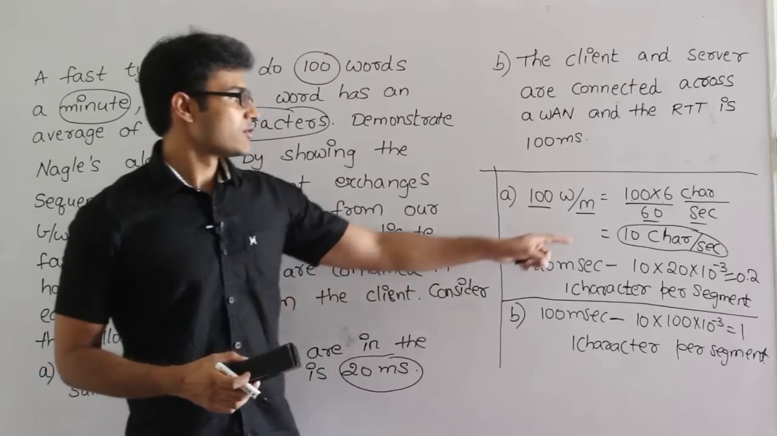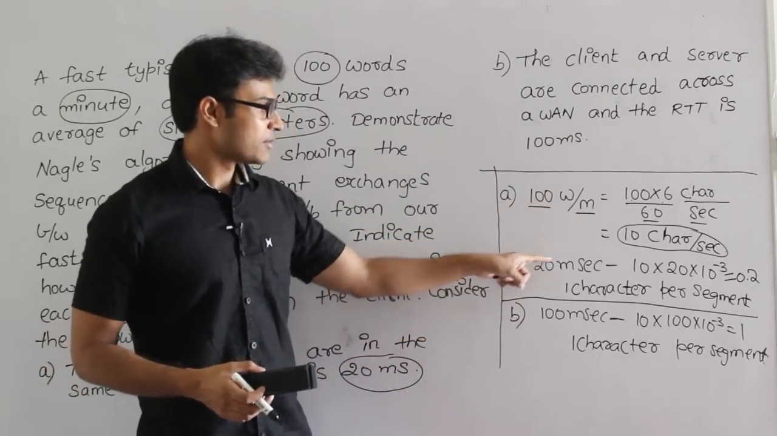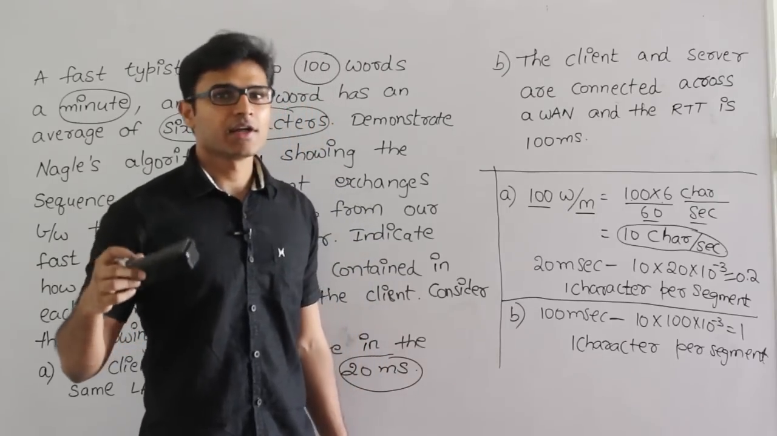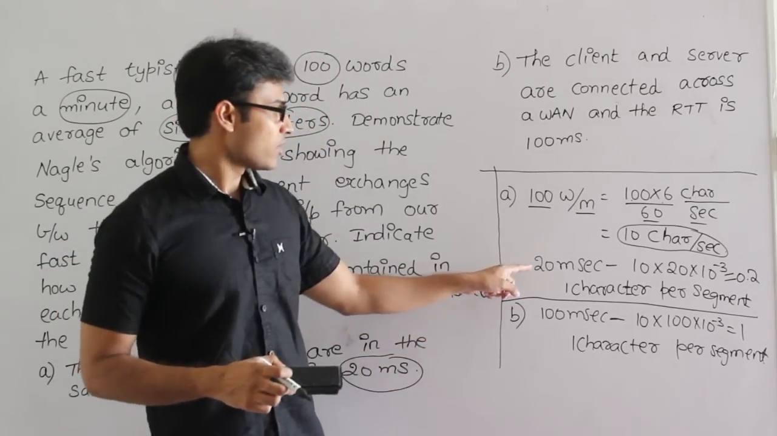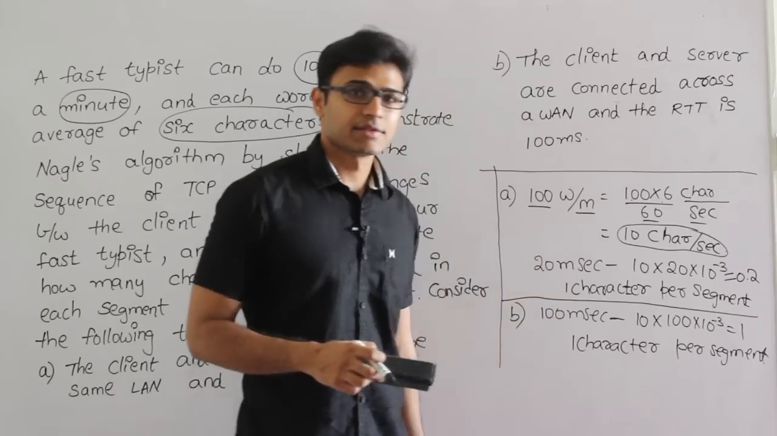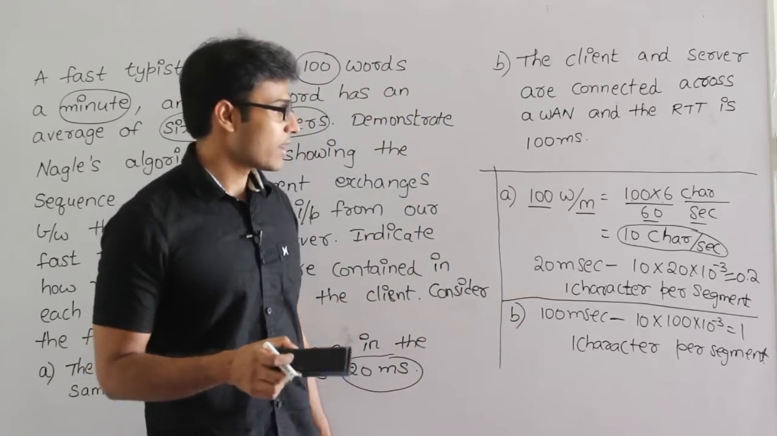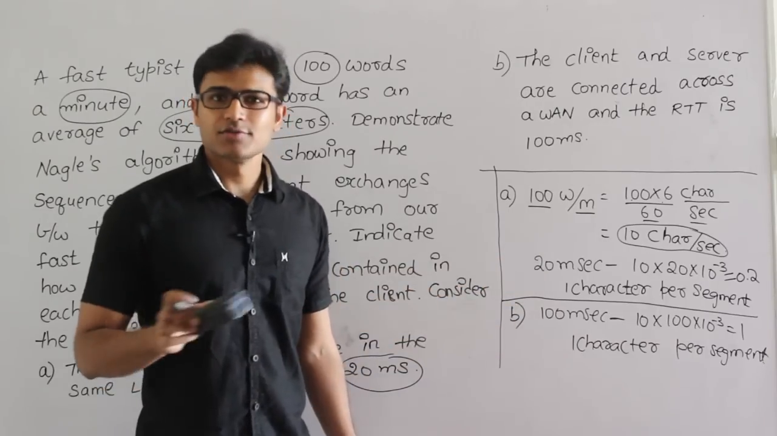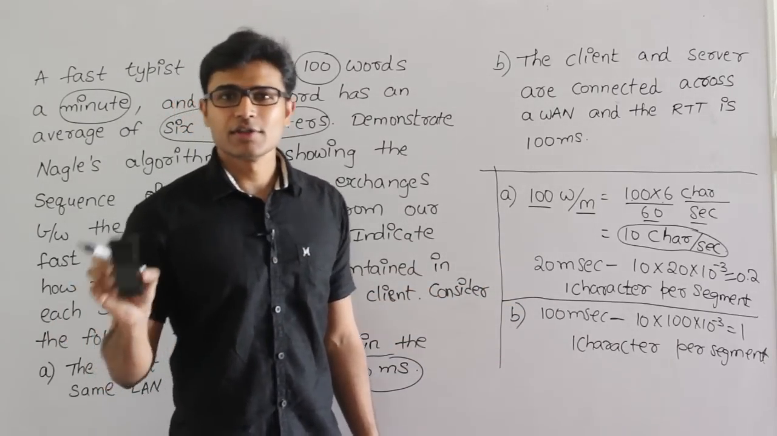If this is the rate at which we are getting the data, and if the round trip time is 20 milliseconds, I just want to know in 20 milliseconds, how much data would have been produced. Then I found out that in 20 milliseconds, I got 0.2 characters. What does it mean? 0.2 characters means nothing, isn't it? So in 20 milliseconds, we are not getting anything, not even one character.